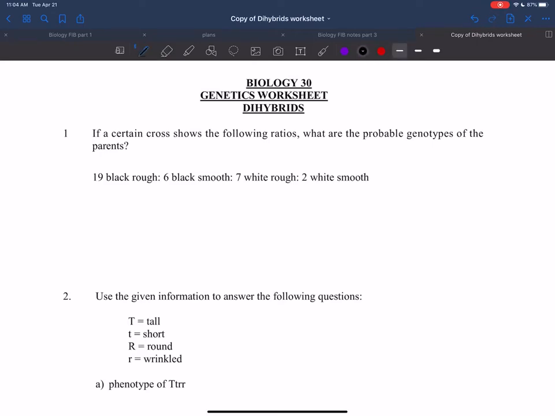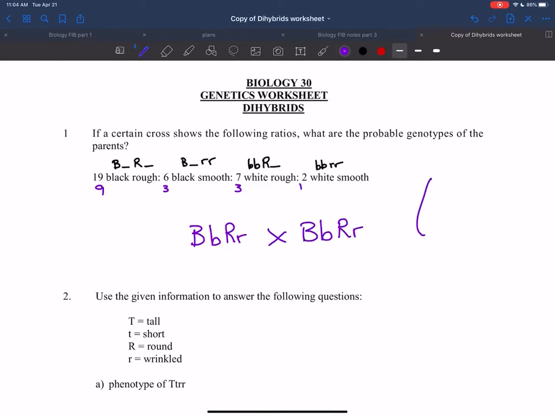So when I look at this cross, what I see is that I have a black rough, a black smooth, a white rough, and a white smooth. So I have all four possible, and it seems to me like it is in a kind of a 9 to 3 to 3 to 1 ratio. So I'm going to assume that my parents are both heterozygous. I am dealing with two dihybrids.